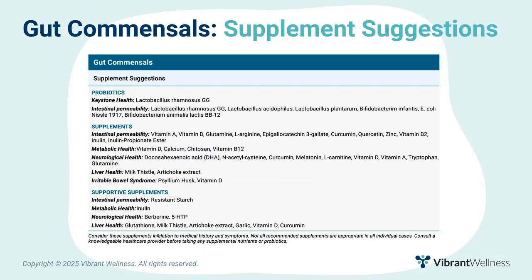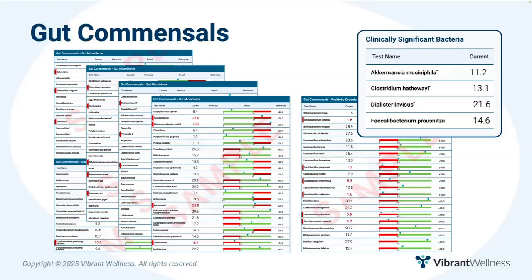The gut commensals summary section ends with a list of supplement suggestions, specifically dietary modifications, probiotics, prebiotics, nutrients, and botanicals for effective gut restoration. Now we're going to leave the summary portion of the gut summary report and skip ahead to the all markers section so we can take a deep dive into the details.